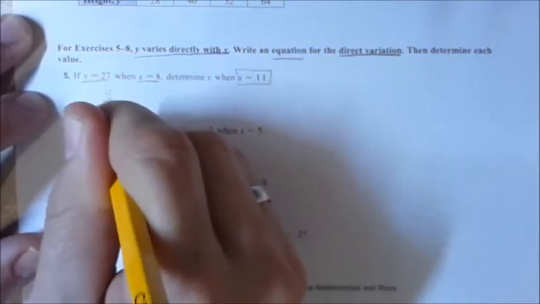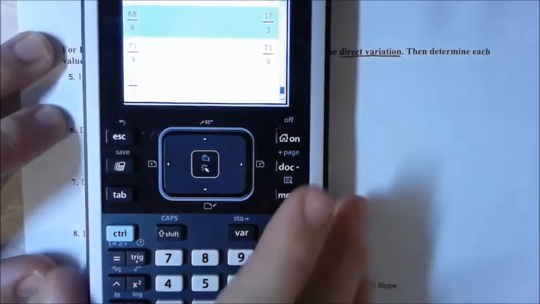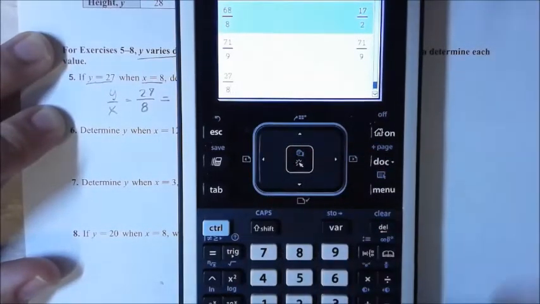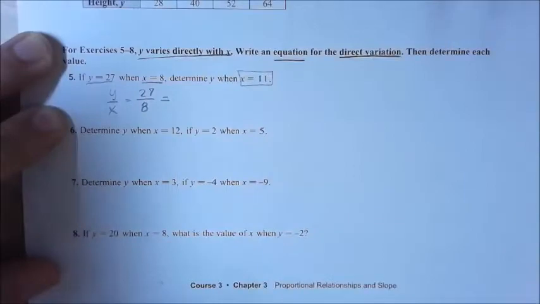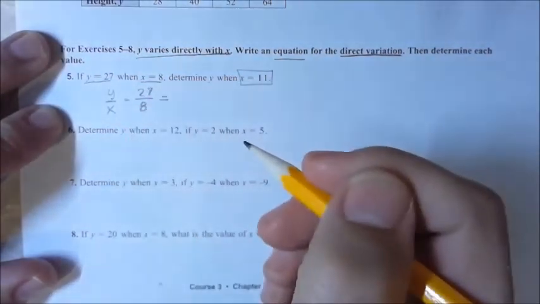Remember, our y is going to go on top, our x is going to go on bottom. And it says if y is 27 when x is 8, okay, well, so my y is 27, my x is 8. And let's go ahead and see, can we further simplify that? Now if you want, you can just use your calculator to do that. So if we go here, and we're going to do 27 over 8, enter. Nope, it didn't change, it stayed exactly the same. So with that being said, I'm going to go ahead and leave that just like it is.